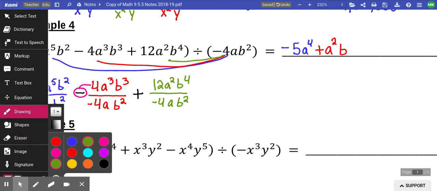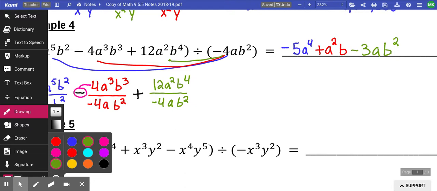If we look at the green one, we have positive 12 divided by -4. Positive divided by a negative is a negative. 12 divided by 4 is 3. A divided by a is a. B to the 4 divided by b squared is b squared. Answer would be -5a to the 4 plus a squared b minus 3ab squared.